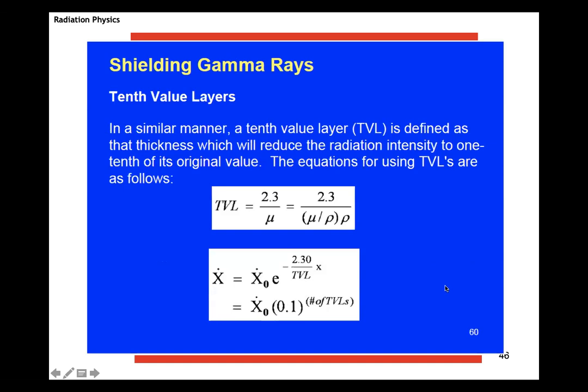If instead you prefer to use the tenth value layer, this is fine, then you will end up with this formula. It's the same story, of course, but then you will have 2.3 divided by mu, and the formula here will be e to minus 2.3 divided by TVL times x, or 0.1 to the exponent of the number of tenth value layers. So how many tenth value layers do you have?